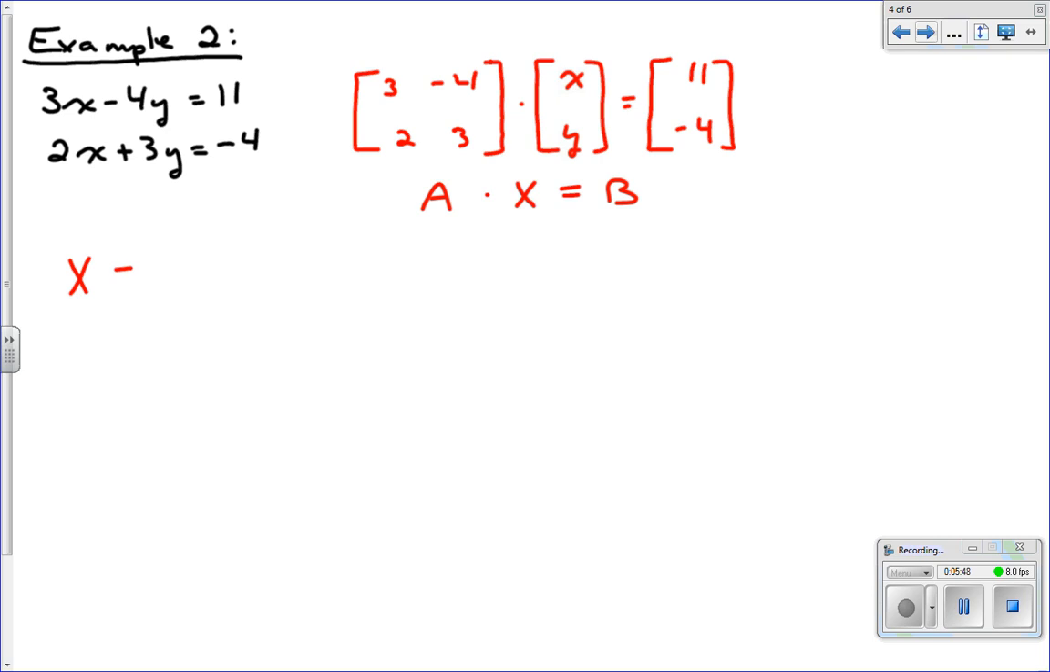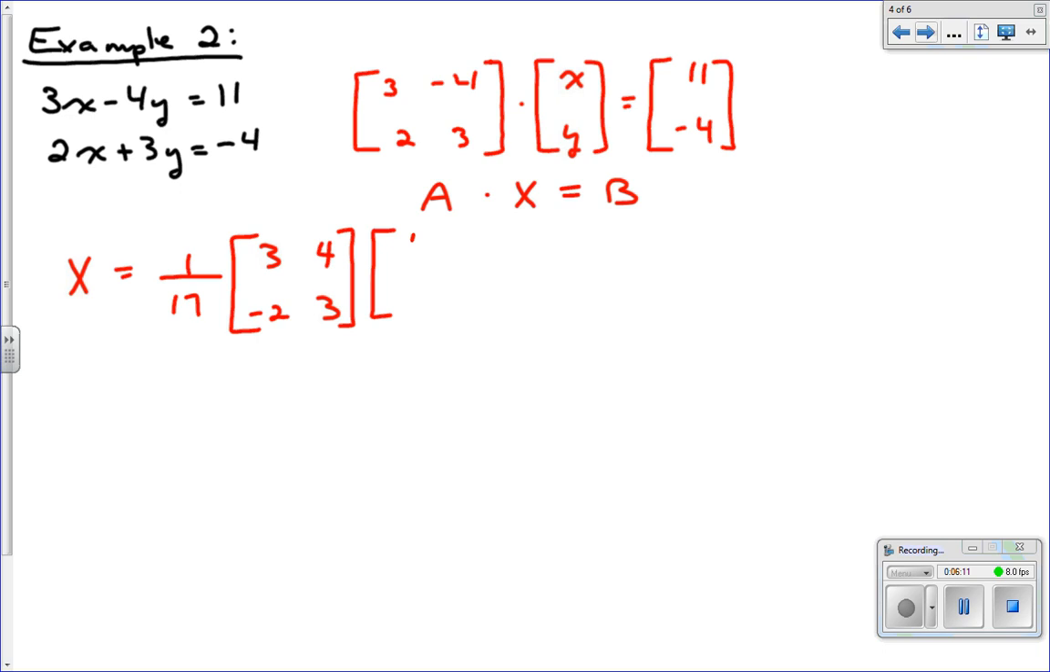So matrix X will be A's inverse times B. So let's do the inverse of this 2 by 2 matrix. I've got 3 times 3 is 9 minus -8, so that'll be 17. So I have 1 over 17 times, A and D switch places, and B and C switch signs.